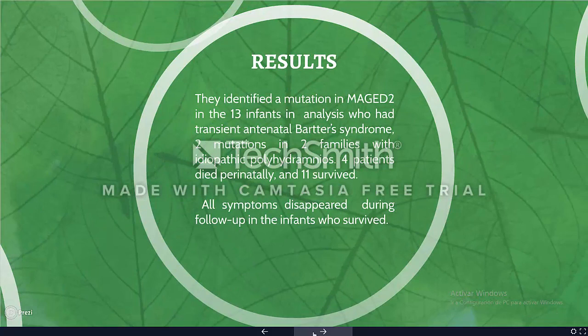In the results, they identify a mutation in MAGE-D2 in the 30 infants in the analysis who had transient antenatal Bartter syndrome, 2 mutations in 2 families with idiopathic polyhydramnios, and 4 patients died perinatally and 11 survived. All symptoms disappeared during follow-up in the infants who survived.